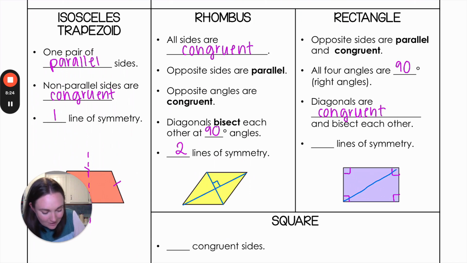They do not cross at 90-degree angles like a rhombus, but they're congruent. Kind of like if you picture cutting a sandwich on that diagonal, right? You're going to have that same distance no matter if you cut it this way or this way. A rectangle also has two lines of symmetry.